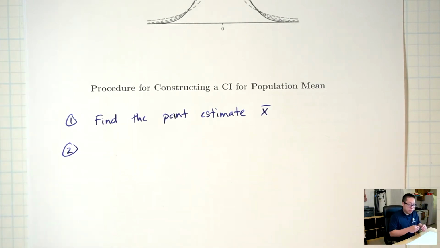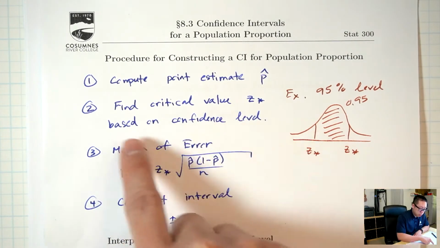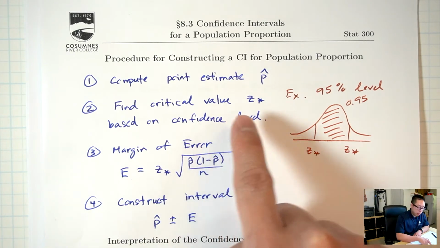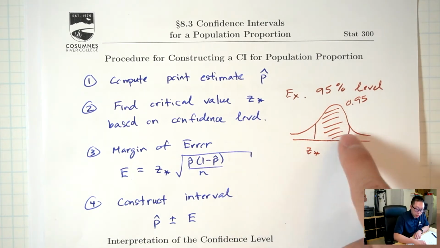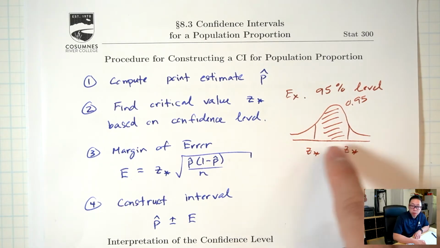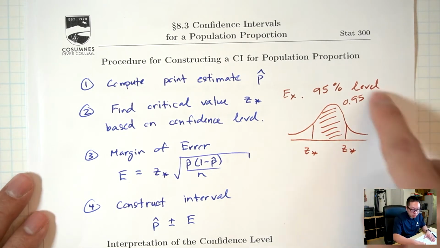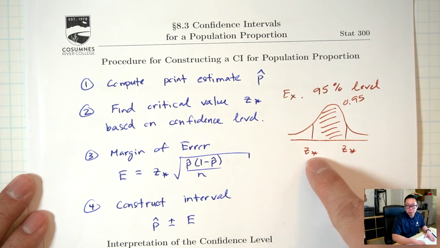Step 2, this is where the big difference happens. In the proportion situation, step 2 was to find a Z star based on a confidence level, right? And that refers to this picture. The area in the middle is our confidence level, and we're looking for the 2 Z stars. And this picture is our normal distribution from chapter 7. So I'm going to call this the Z distribution, okay?